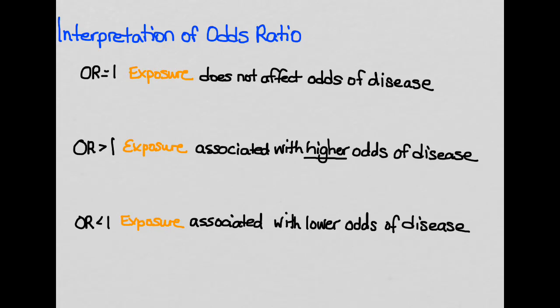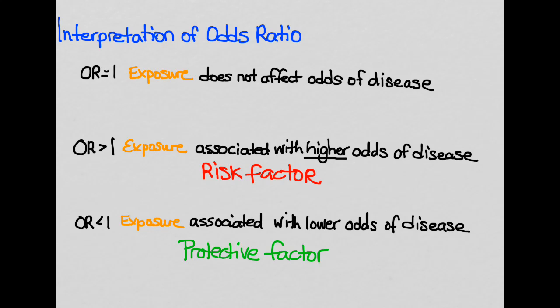So how to interpret the odds ratio. Just like the relative risk, if the odds ratio is 1, that means the odds of exposure in the cases and the controls are the same, which implies that the exposure does not affect the odds of the disease. If the odds ratio is greater than 1, the exposure is associated with a higher odds of disease, and in that case, the exposure is a risk factor for the disease. If the odds ratio is less than 1, the exposure is associated with lower odds of disease, and in that case, the exposure can be considered a protective factor.